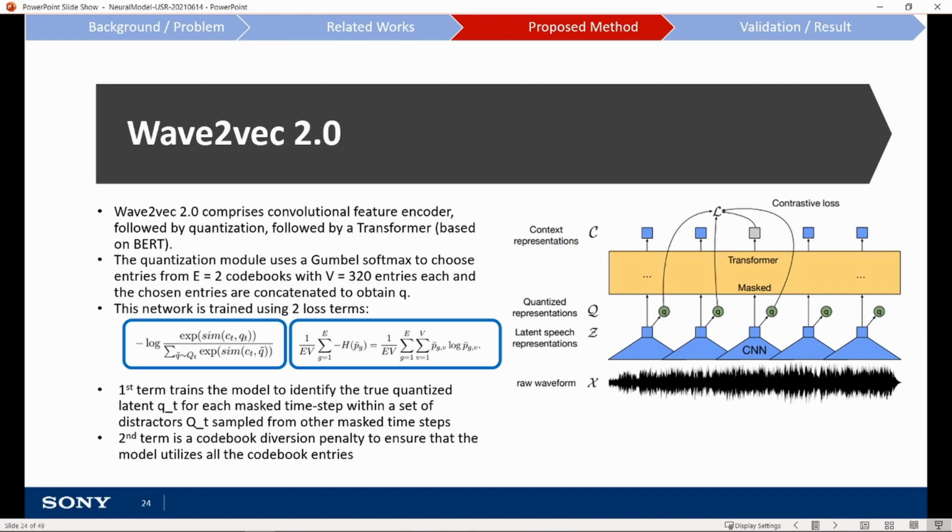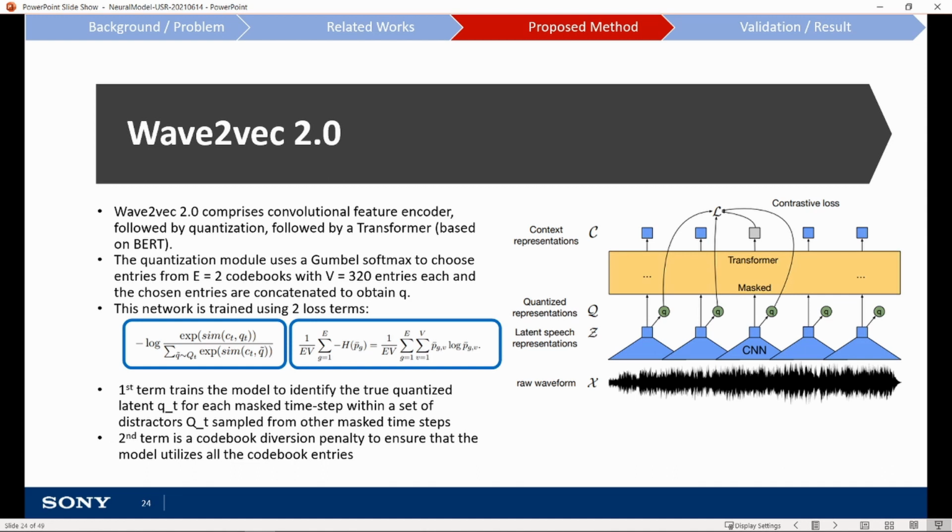So the representations learned from wav2vec 2.0 seem to be the most important factor as to why this model does so well. wav2vec 2.0 comprises a CNN-based feature encoder followed by quantization and then a transformer, which is based on BERT. So this network is trained on these two losses.